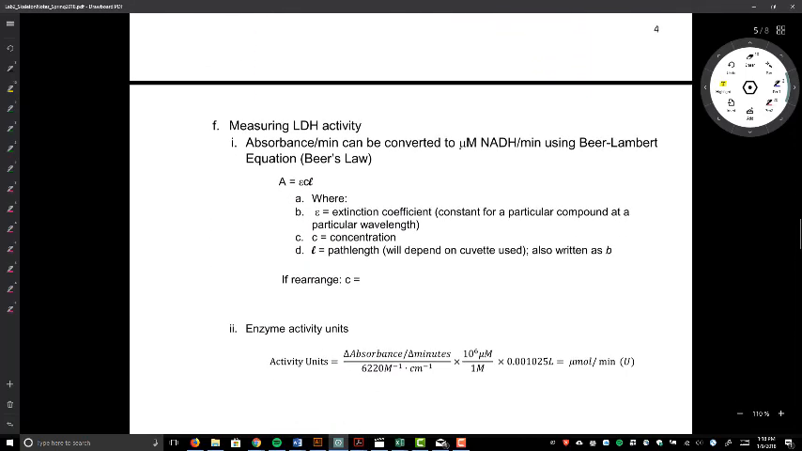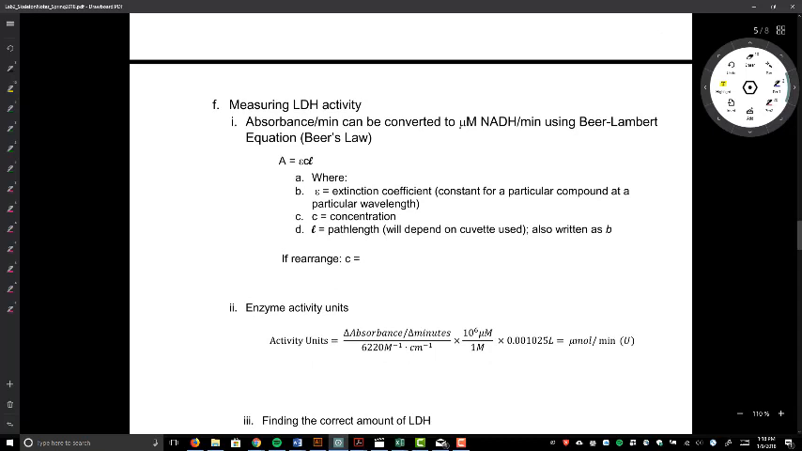And then once we get our slope, so our change in absorbance per minute, we can use the Beer-Lambert law to convert the change in absorbance per minute to the micromoles of product produced per minute. And so if we have the Beer-Lambert law, where A is our absorbance, epsilon is the extinction coefficient, and remember this is a constant for a particular compound at a particular wavelength. And so for NADH, which is what we're detecting, this is an extinction coefficient of 6,220 molar to the -1 centimeter to the -1.